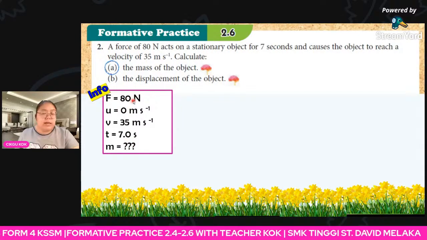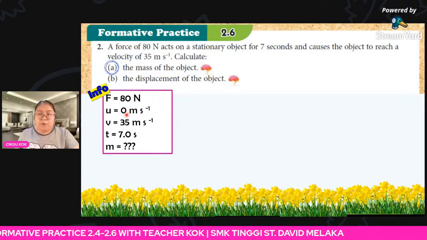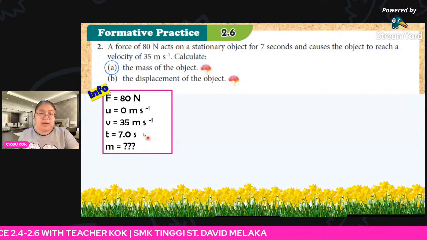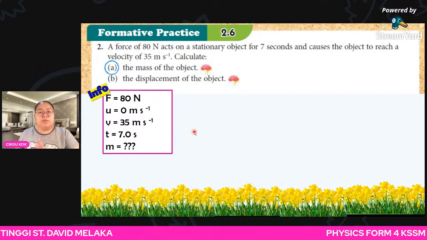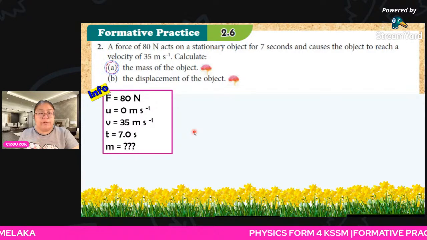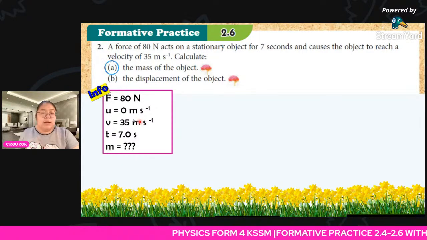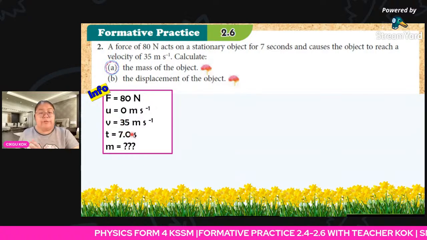The info is F is 80 Newton, U is 0, V is 35, then the time taken is 7. They want to find the mass. So what we need to do is apply an equation to find what A is first. With U, V, T, you want to find A.